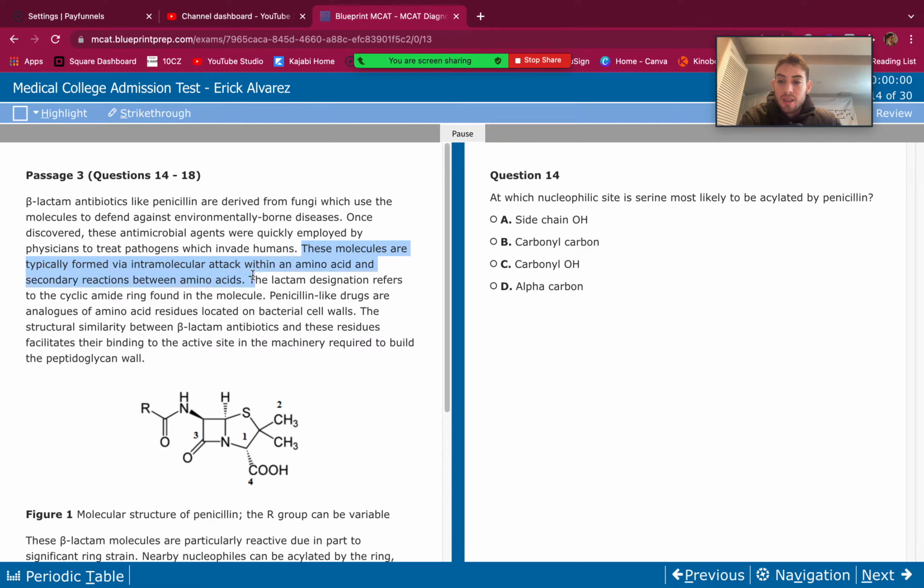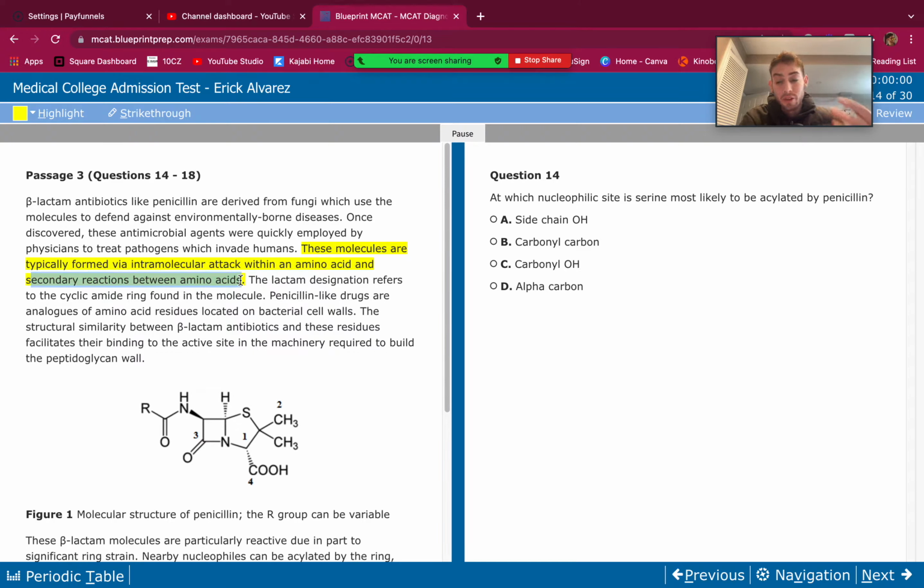All right, I'm going to highlight this. Why am I highlighting this? I'm highlighting this because it stuck out to me. Whenever something strikes out to you, you highlight it. And the things that usually strike out to you are those that involve your content review before, like intramolecular attack, secondary reaction between amino acids.